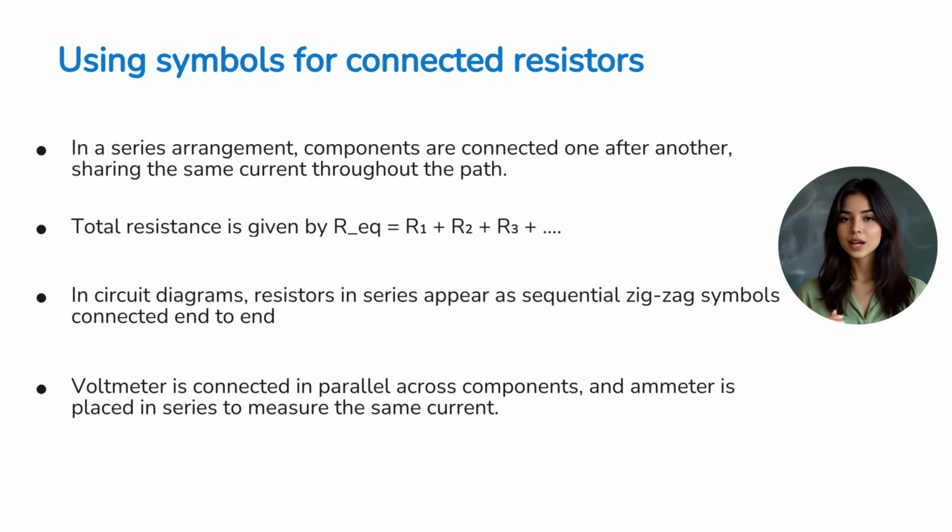In circuit diagrams, this looks like several zigzag resistor symbols connected in a row, one after the other, as you might see in figure 11.6. When measuring voltage and current in such a setup, remember, an ammeter is connected in series to measure the current flowing through the whole line, while a voltmeter is connected in parallel across components to measure the voltage drop. This arrangement is neat and straightforward, but remember, the total resistance increases like traffic getting slower on a longer road. Knowing this helps us predict how much current flows and how devices behave in a series circuit.